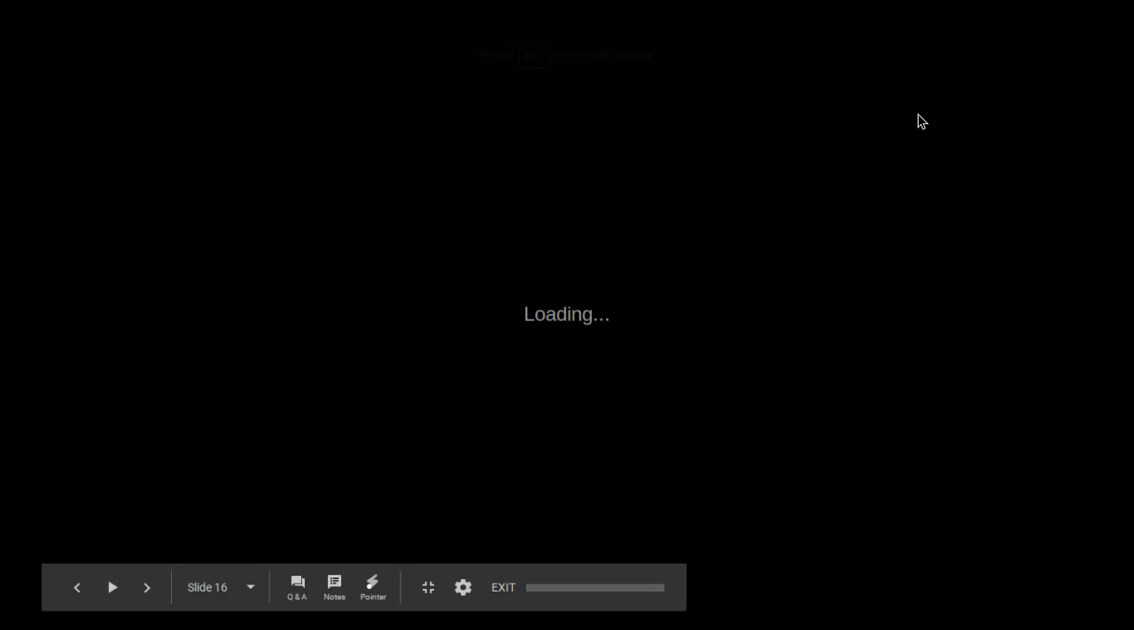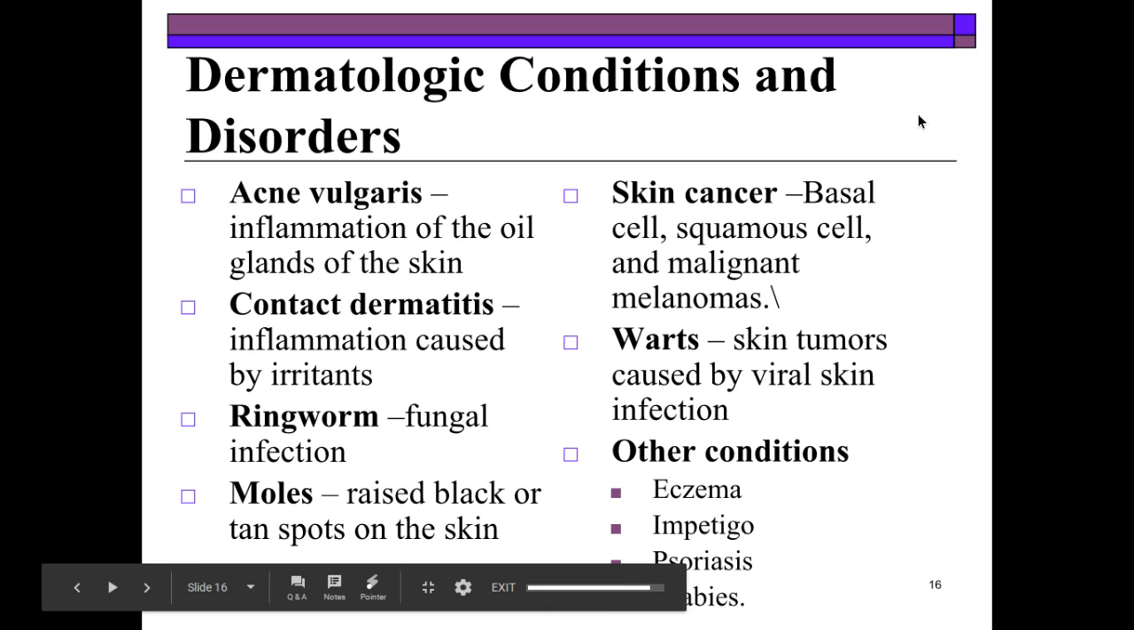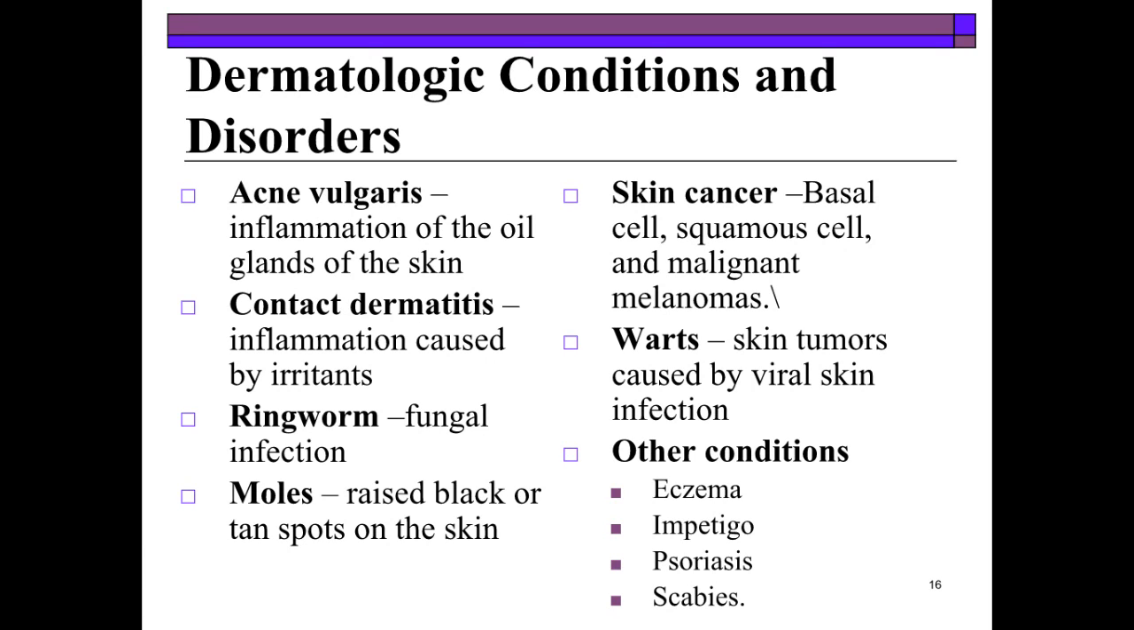So be sure that you understand what each one of these are and what causes them. Moles are just red, raised, black, tan, or red spots on the skin. That's excessive growth. Ringworm is a fungus. Be sure warts are a virus. Be sure that you are familiar with what causes those.